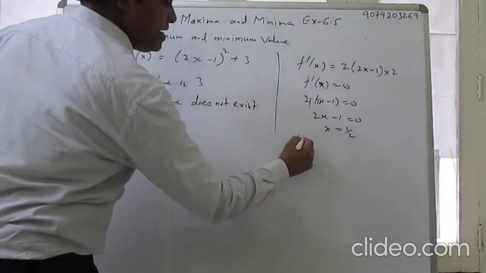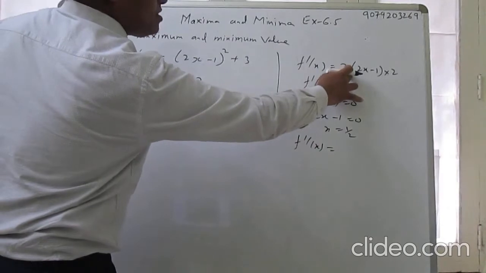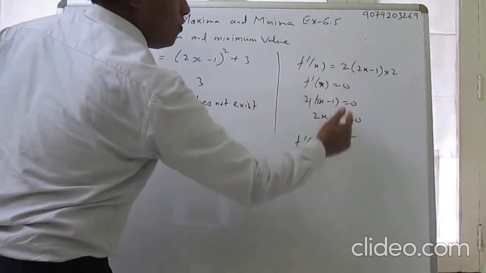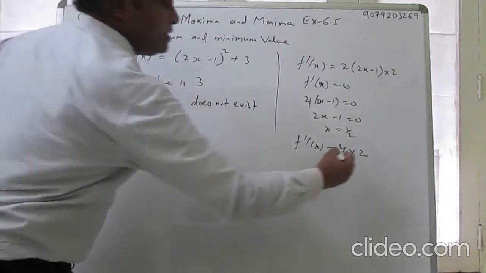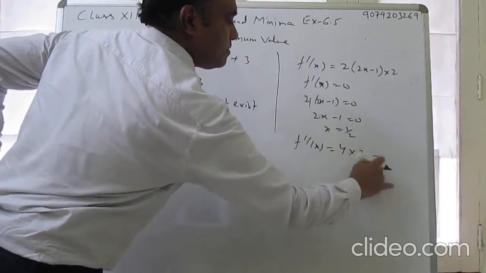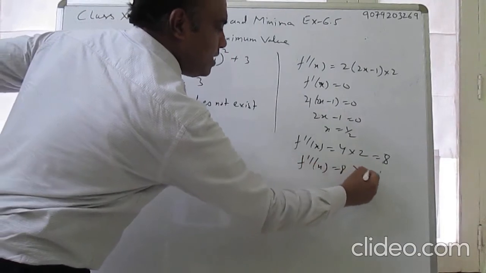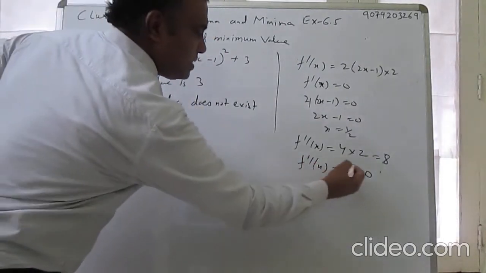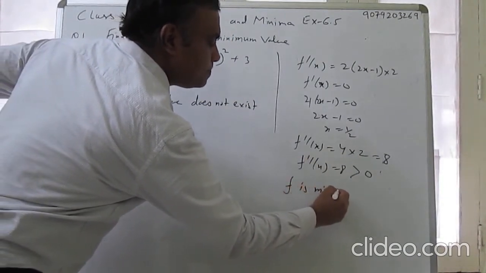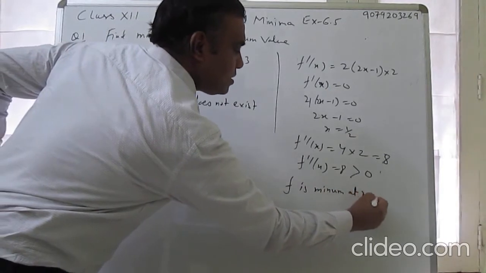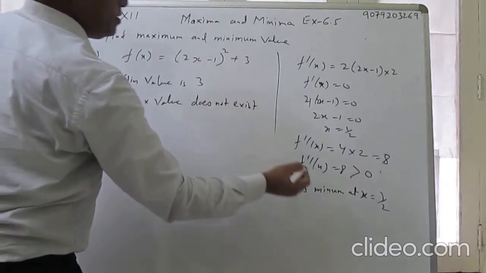Now f double dash x is, this is f dash x. So f double dash x is 4, 2x का क्या हो जाएगा? Into 2. It is 8. So f double dash x is equal to 8, greater than 0. So we can say that f is minimum at x is equal to किस point पे? 1 by 2 पे.